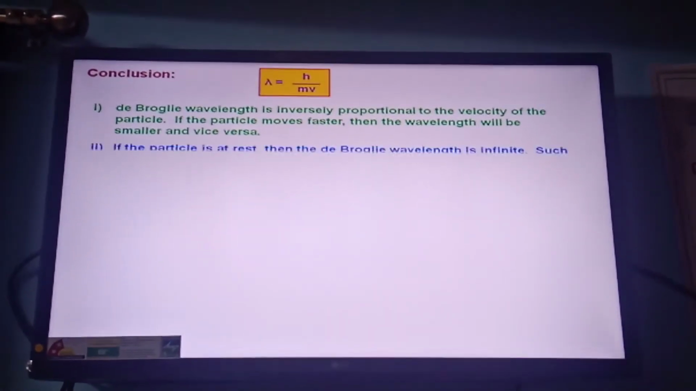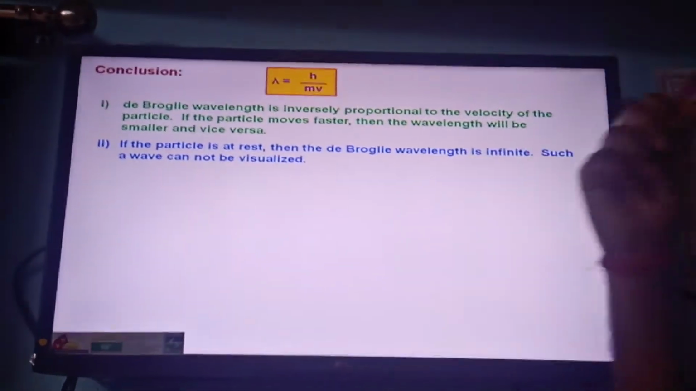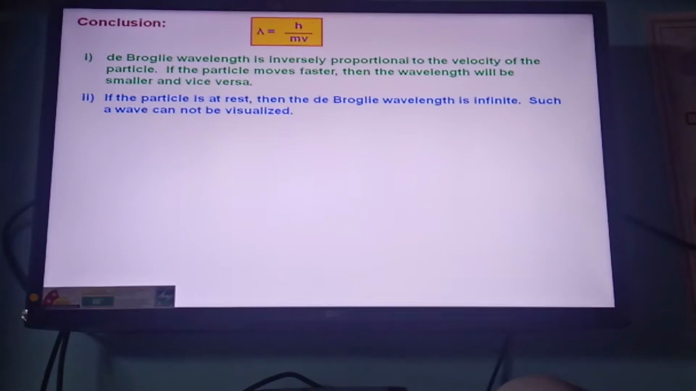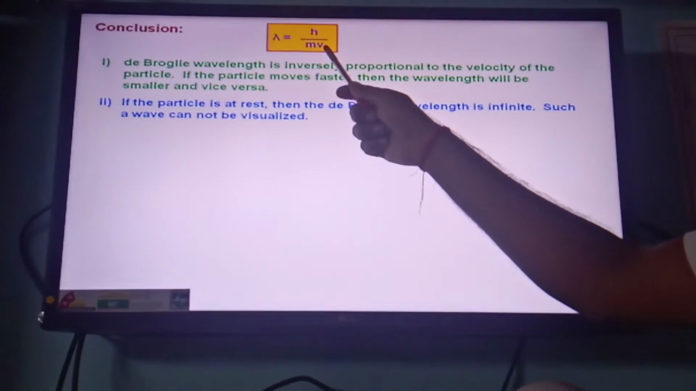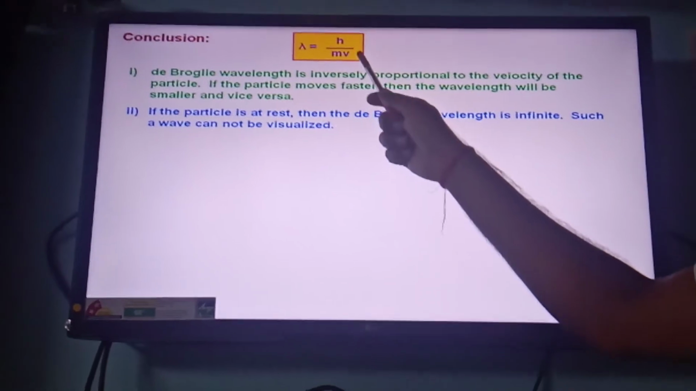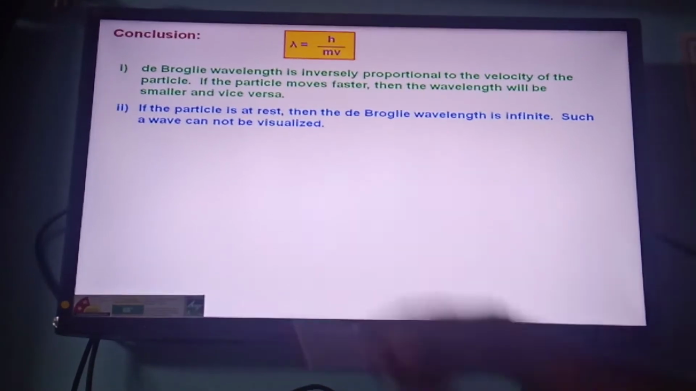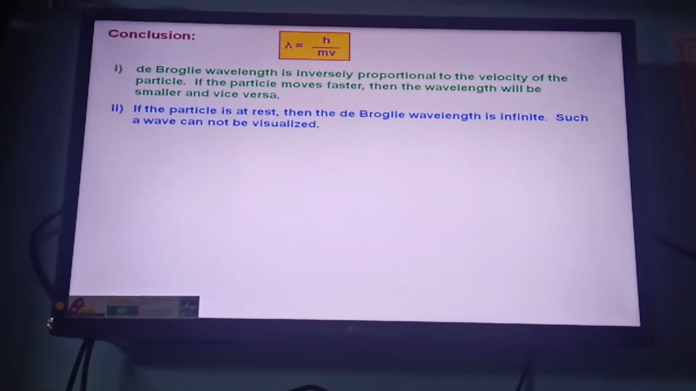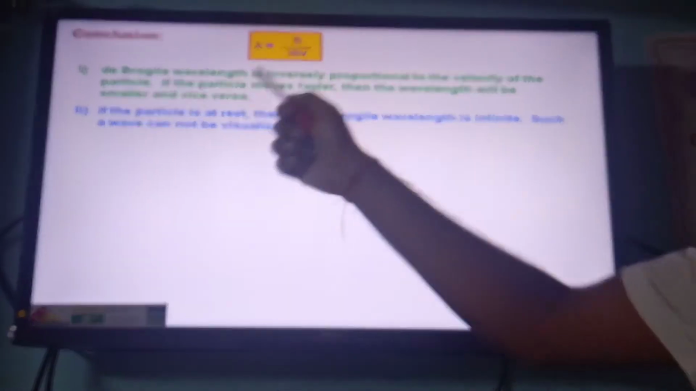Now what are the conclusions given by de Broglie? First conclusion, from this expression lambda equals h upon mv, we can observe the de Broglie wavelength is inversely proportional to the velocity of the particle. It means if the particle moves faster, the velocity of the particle is high, then the wavelength of the wave associated with the moving particle will be smaller, and vice versa.